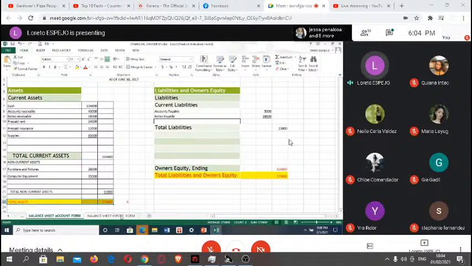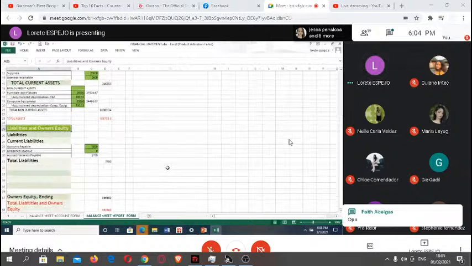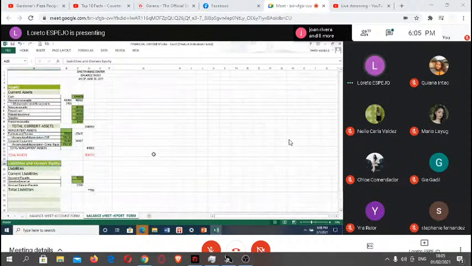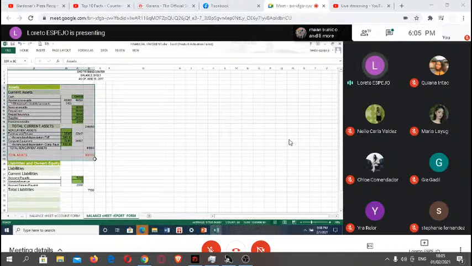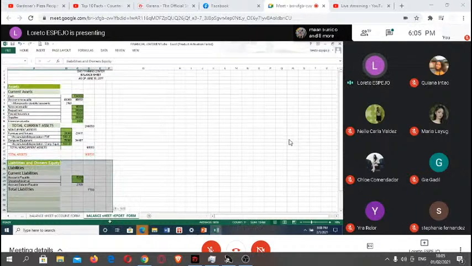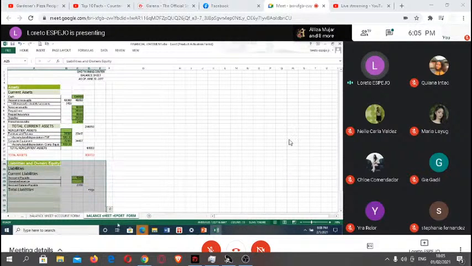Ano naman yung report form? So ganito lang po ang itsura ng report form po natin. Okay. Total assets. Ayan po. Ngayon, liabilities and owner's equity. Ganyan lang. Horizontal alignment. Okay?